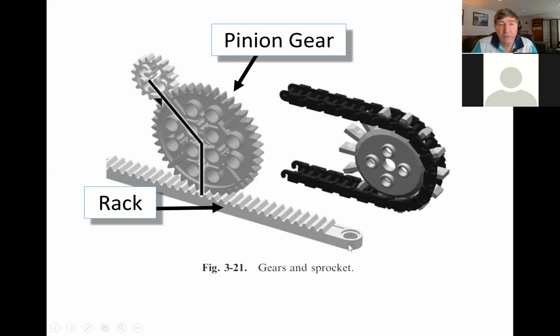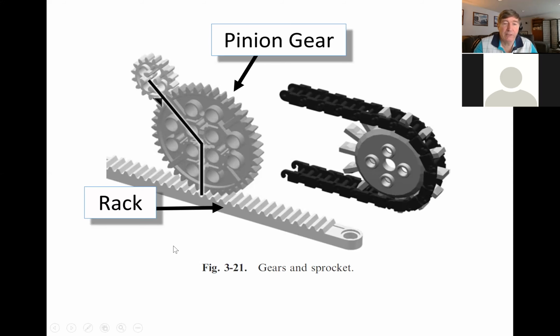And so when I was your age, rack and pinion steering was a pretty new idea, and not all cars had them. But nowadays it's pretty standard. Most cars now have rack and pinion steering. There's a few out there that don't, but most of them do, because it's a good, very simple design.